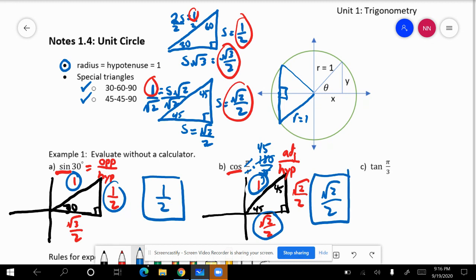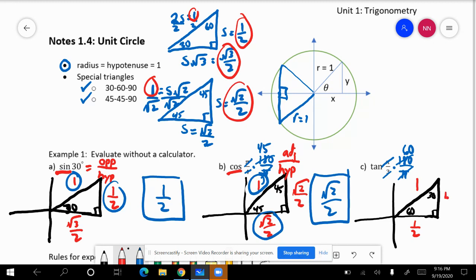Our last one, first thing that we're going to do is we're going to convert it into degrees. So we have 180 over pi. The pi's cancel. 3 goes into 180 60 times. So what we're trying to do is we're drawing a 60-degree triangle. Now that means that this angle is 30. We have our 1. Our 30-degree side is always half of our hypotenuse, so that would be a half. Our 60-degree side, we multiply it by rad 3, so we get rad 3 over 2.